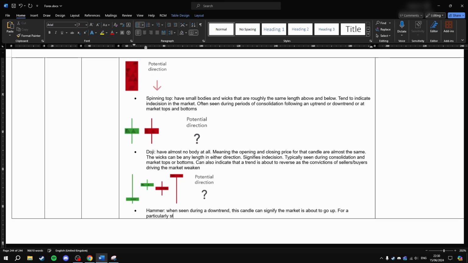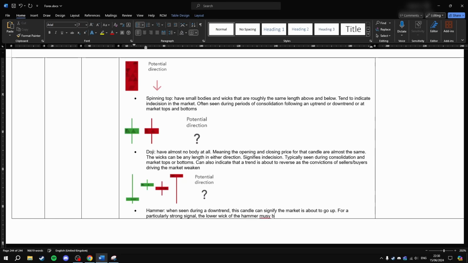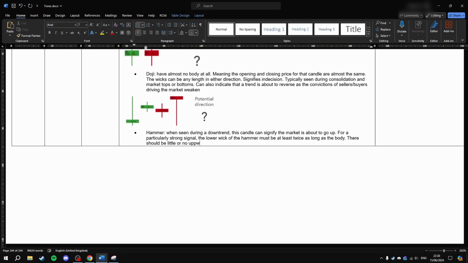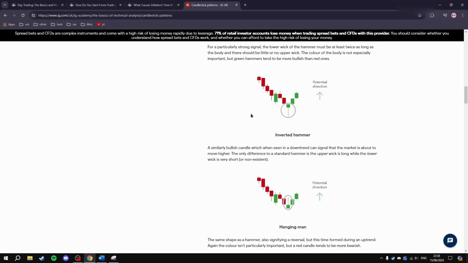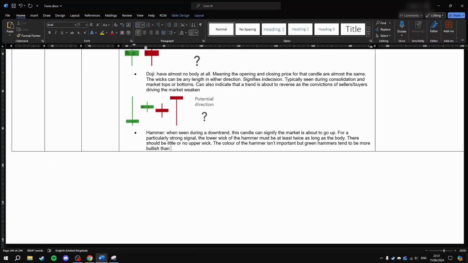The colour of the body is not especially important, but green hammers tend to be more bullish than red ones.